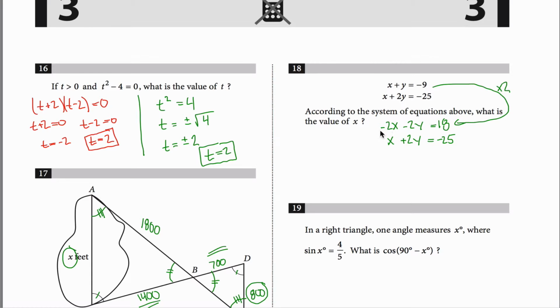Now I'm going to add these things. -2x plus +1x is -1x. I have no y's. 18 plus -25 is -7. So my value of x is equal to 7 here.